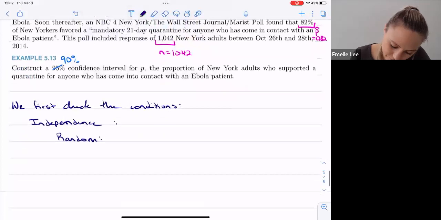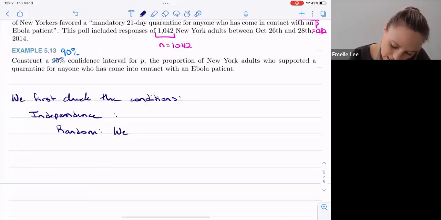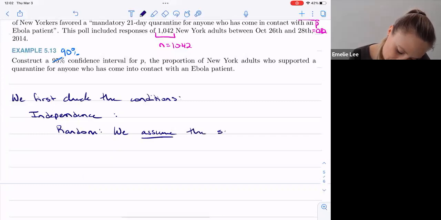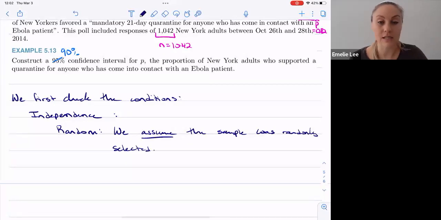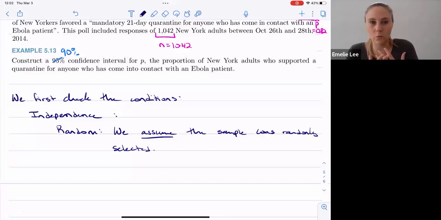Okay. So what we're going to say is we assume the sample was randomly selected. It doesn't say, but these are the assumptions that we're checking, right? And so we assume that it's reasonable to think that the sample is randomly selected.